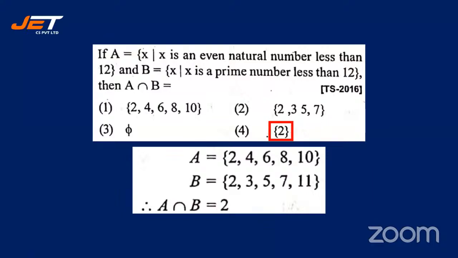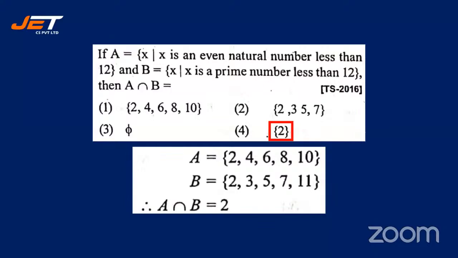So A is equal to 2, 4, 6, 8, 10 because it should be less than 12. If your question says less than or equal to 12, then definitely 12 will also get included. But here it says less than 12, isn't it?